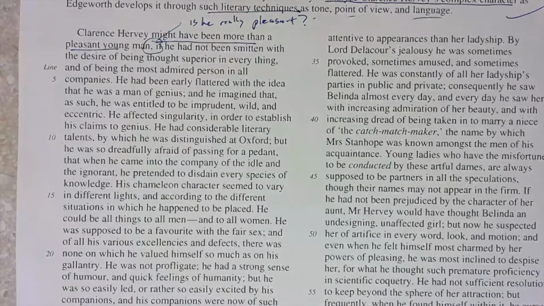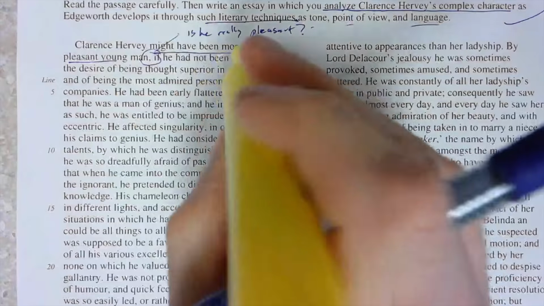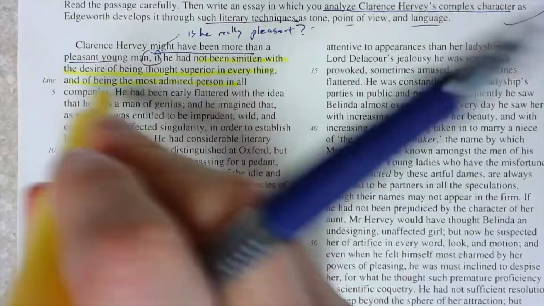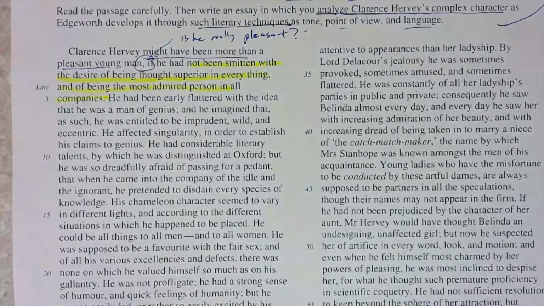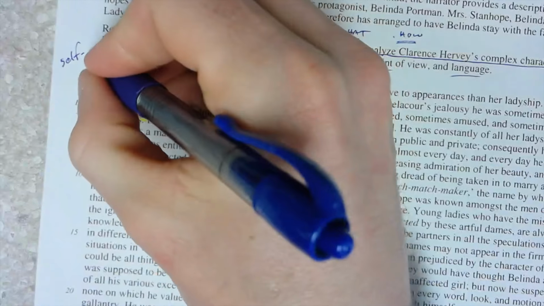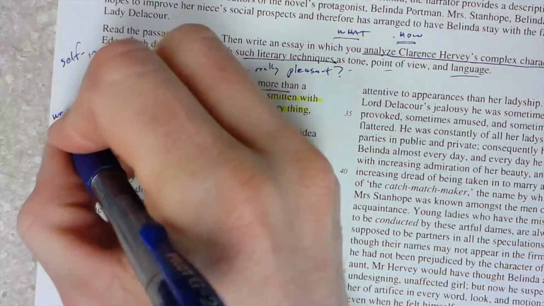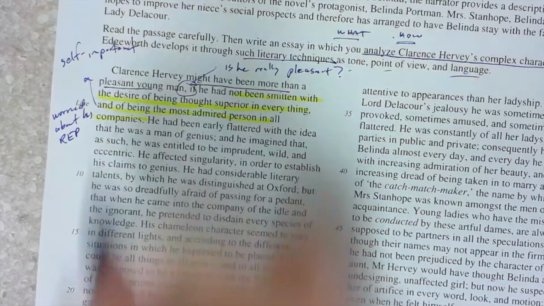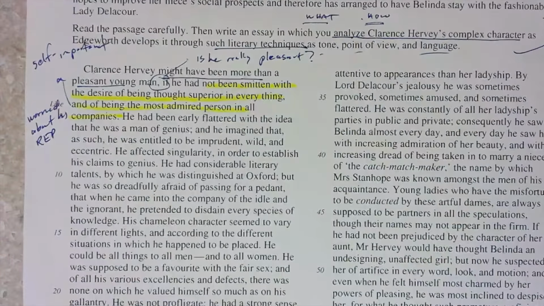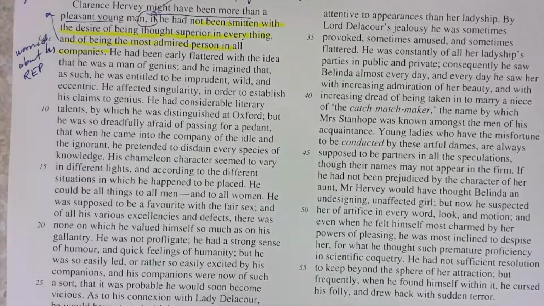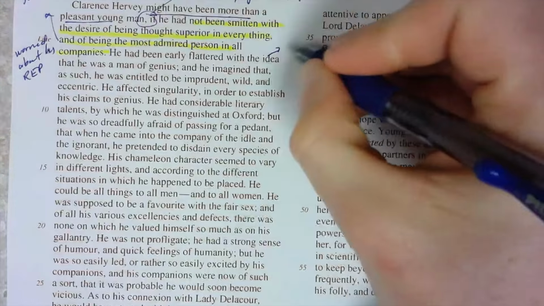Okay, and I think this is an important piece here, right? Smitten with the desire of being thought superior in everything and of being the most admired person in all companies. So this tells me that he's self-important. He's worried about his reputation. More so than him actually being great, he's more concerned with the idea that people think he's great. He had been early flattered with the idea that he was a man of genius, right? So people have told him this.